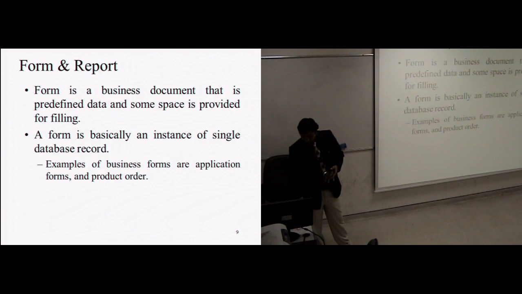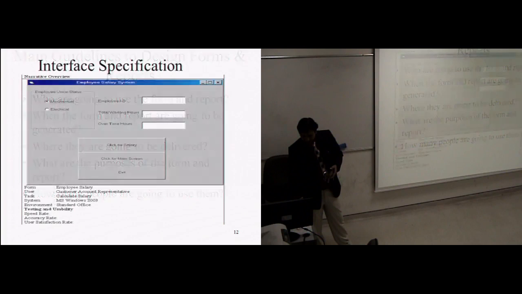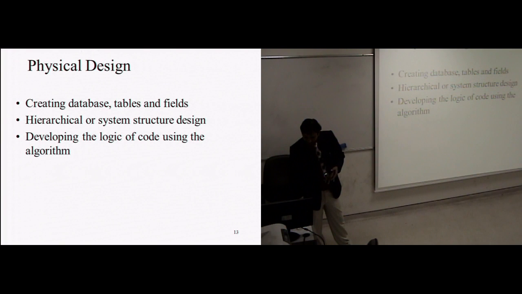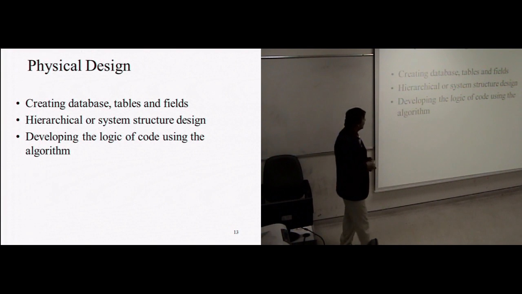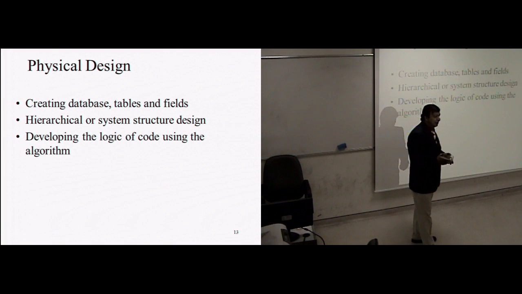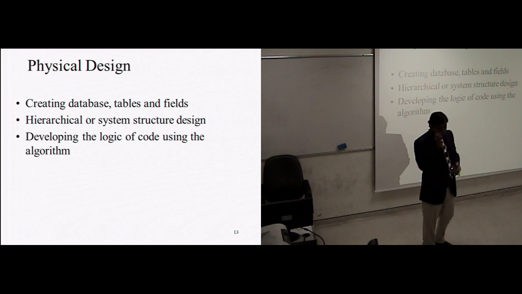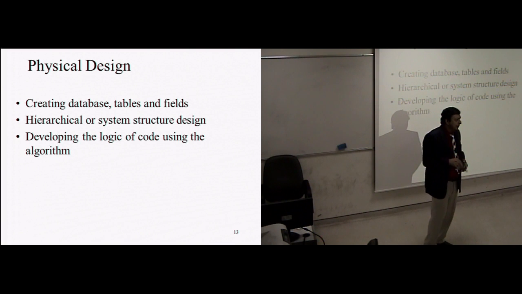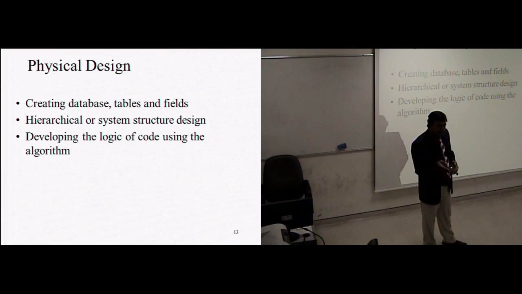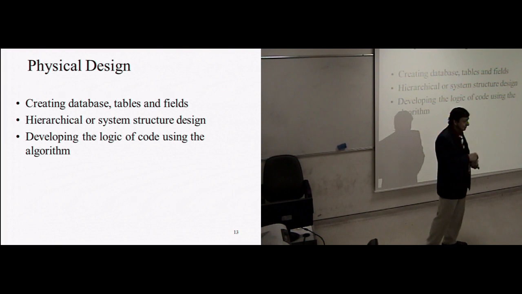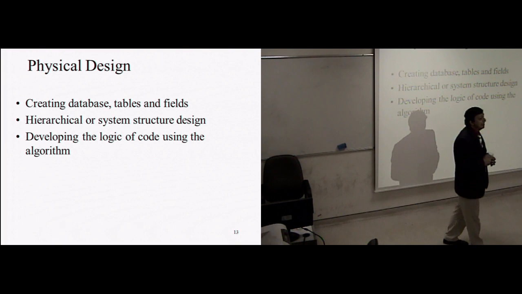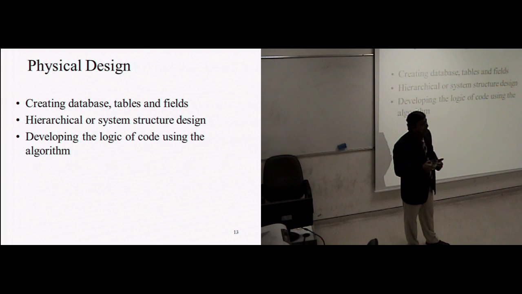We already covered forms, reports, guidelines, interface specification, physical design. Now you already performed the normalization. Now here I have one question. If you are developing an object-oriented system, will you still perform normalization? If you are dealing with an object-oriented system, will you still do the normalization?